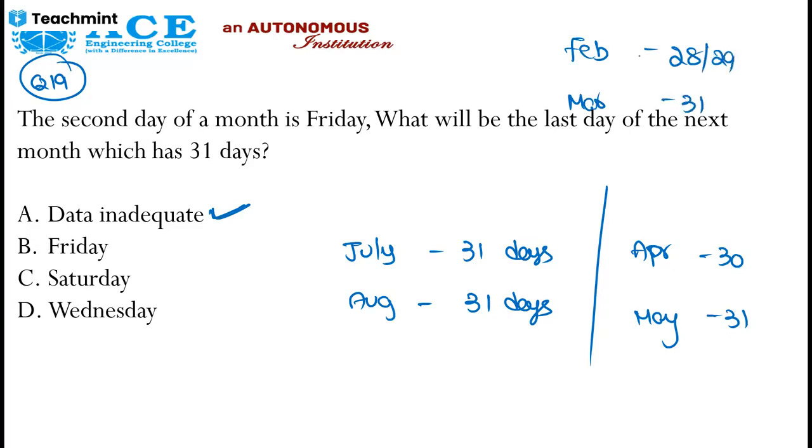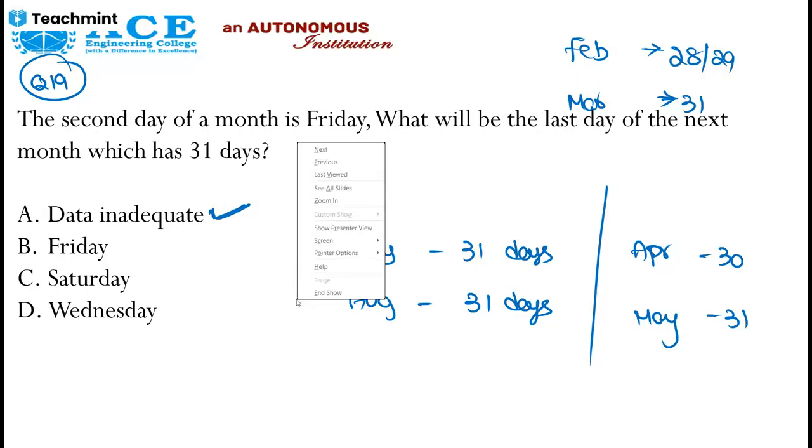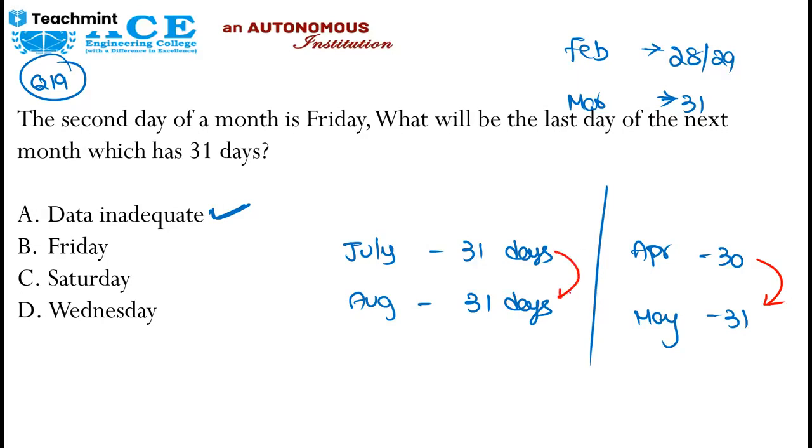So the current month is the big worry. It is not mentioned, so we don't get the number of days. If you want to calculate, I don't have an option now, because the next month is 31 days, but the current month may be a 30 31 combination. It may be 31 31 or 29 31 or 28 31. So there are 4 combinations, so 4 different answers are possible. That is why data inadequate. Right.